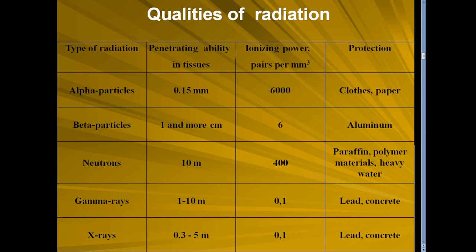Alpha particles are retained by the epidermis without reaching the deep layers of the epithelium. An ordinary sheet of paper is an absolute screen for them. Therefore, the external influence of alpha radiation on a person is practically safe.